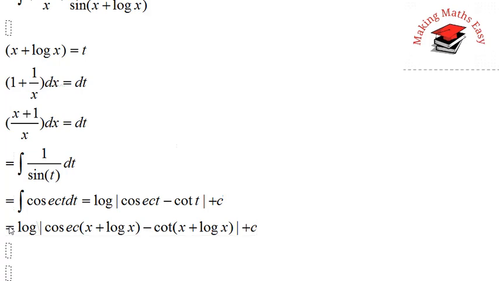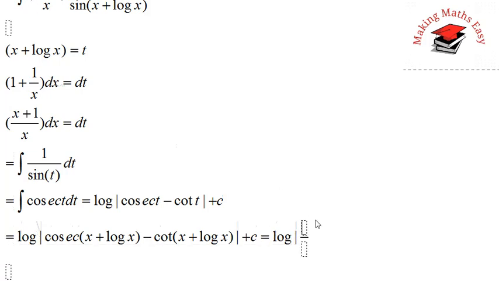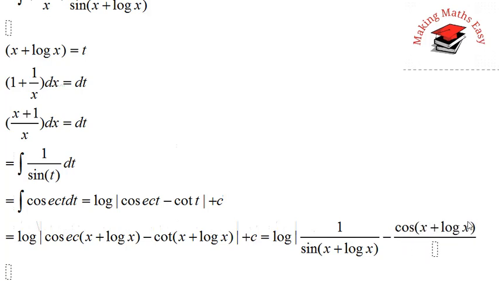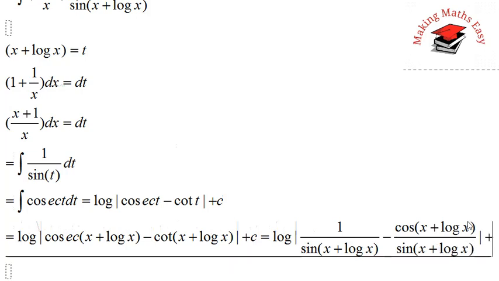We can also simplify this corresponding function and make it in the simplest form. So cosec is equal to 1 upon sine. So log of mod of 1 divided by sine of x log x minus, again cot is cos upon sine, so it will be cos of x log x divided by sine of x log x, and then put a mod function and plus c.